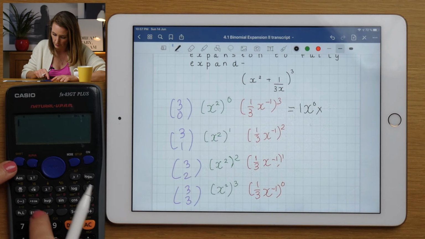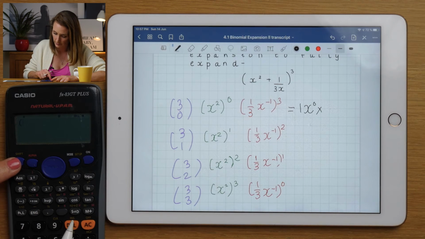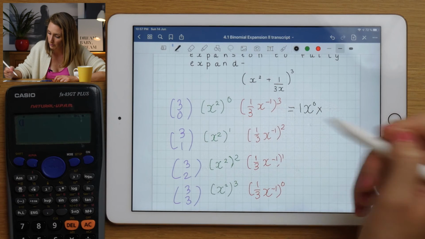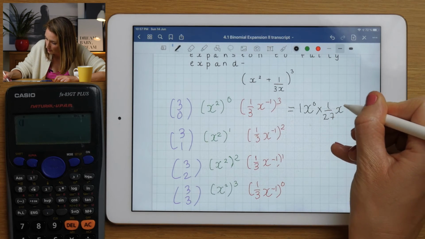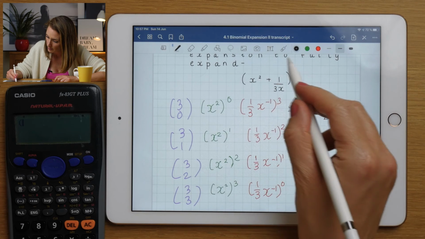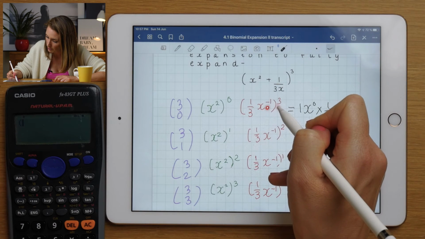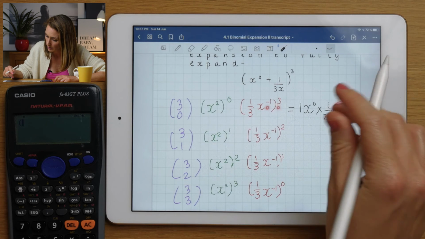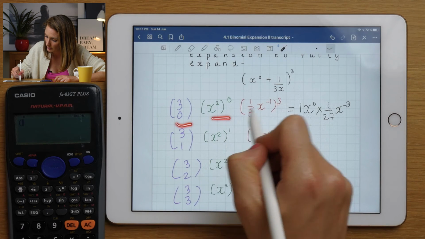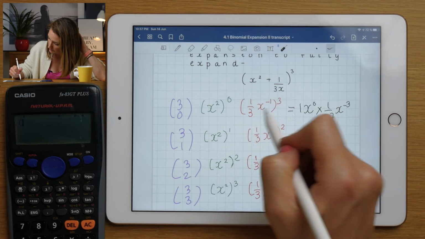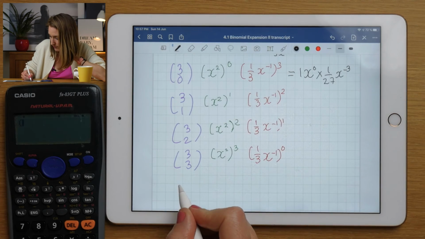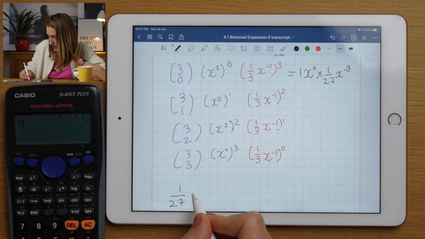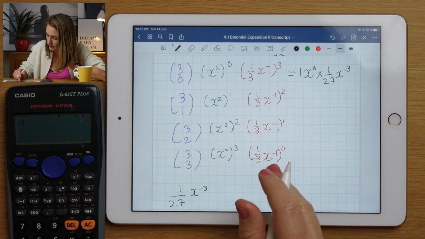Now a third cubed, you can type it in like this. Well, you can think 3 cubed is 27, so it'll be 1 over 27 x power minus 3, because when you multiply the minus 1 and 3, you get minus 3. So here you get 1 times 1. This gives you 1 over 27, and this gives you x power minus 3. So the first one we're going to have is 1 over 27, x power minus 3.